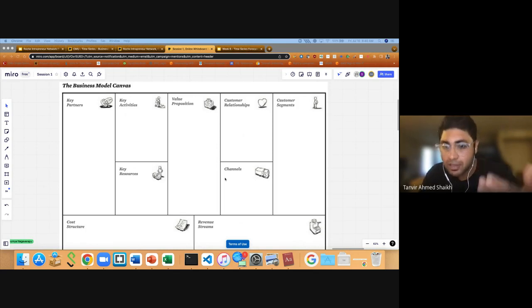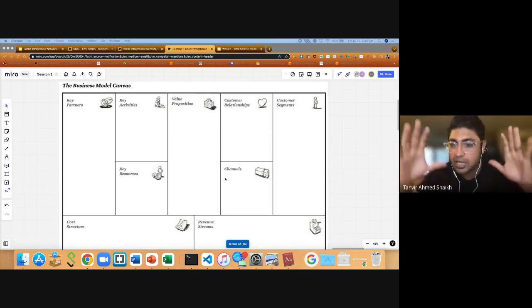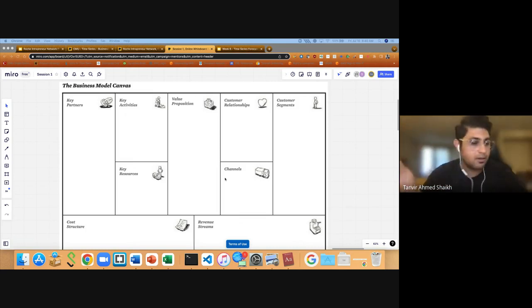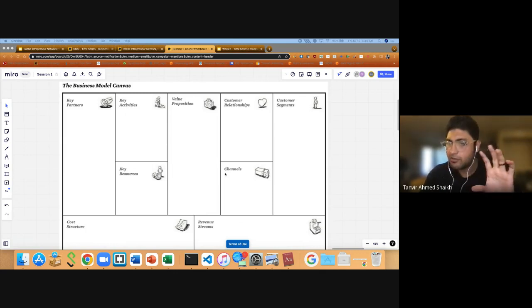Are you going to their house? Are you going to invite them for lunches, dinners? Are you just going to set up a booth in a new college where people are coming in, and try to get them as your customers? So these are a few things you have to think about.